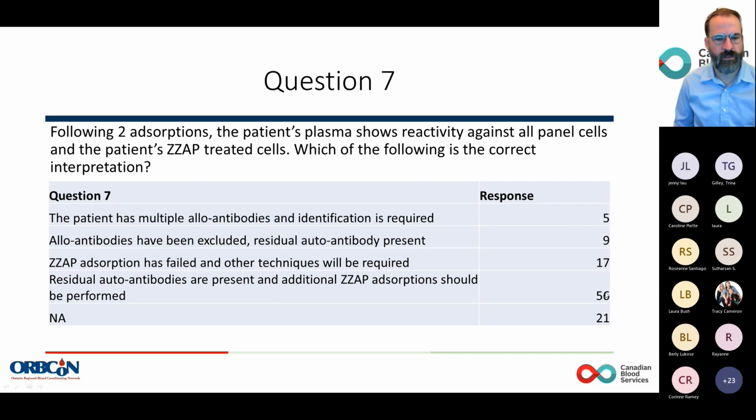So in terms of responses we got here, most people picking that we should just carry on with ZAP, but need to do additional adsorptions. And next most common answer being that ZAP adsorptions failed, and we'll have to try other techniques.